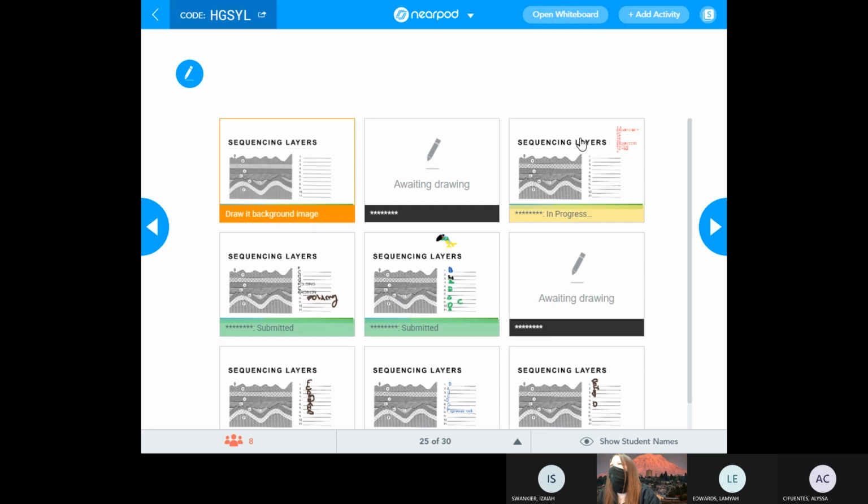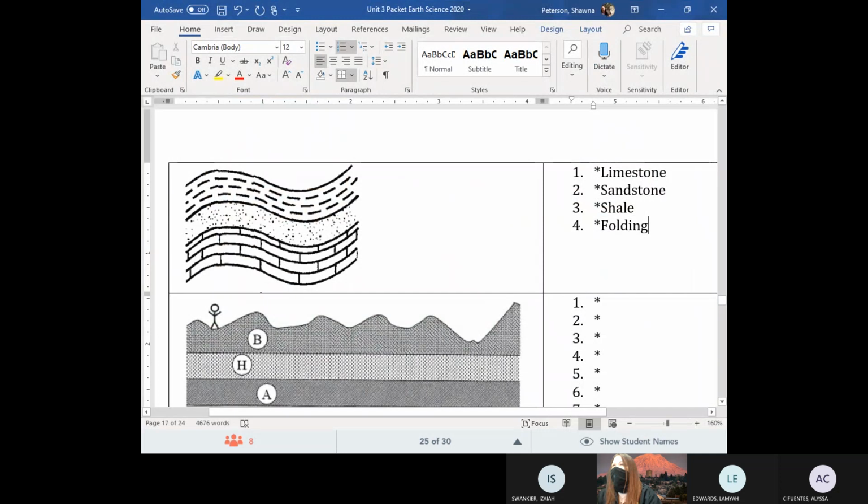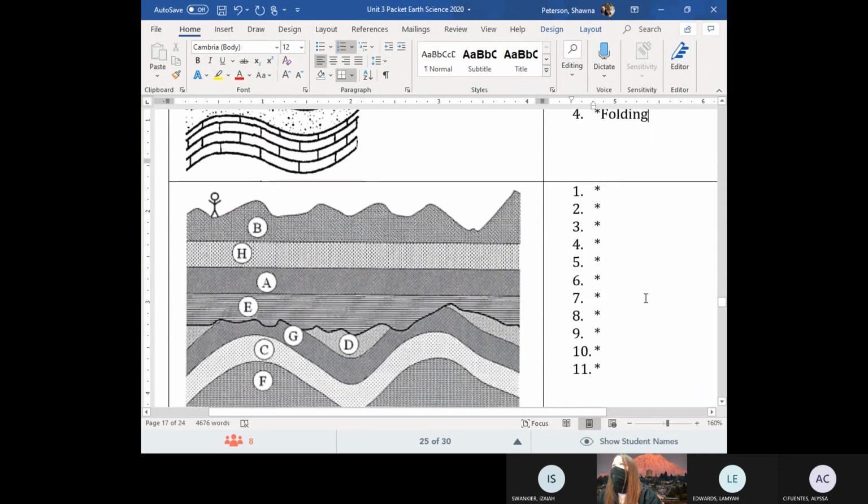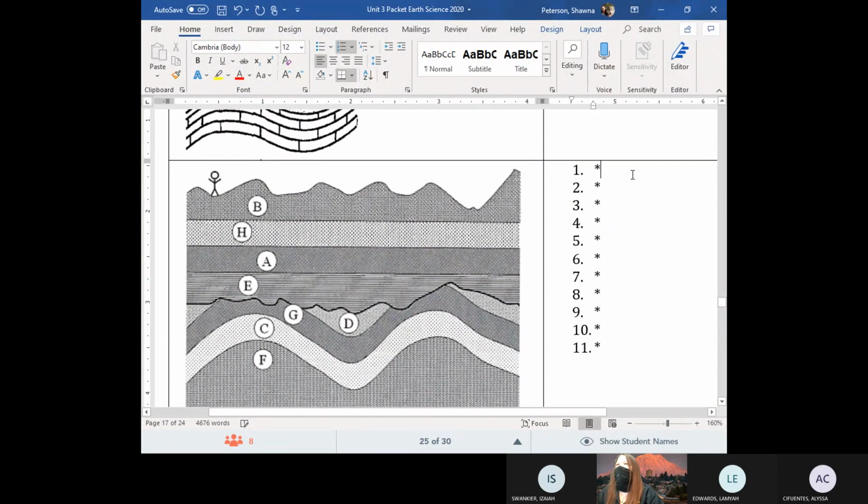All right. So I'm going to go over this really quick. I'm going to do it from the notes because I can't write on Nearpod. So, all right. What do you think our oldest layer is? Good. It is F. Due to our law of superposition, layer F is going to be the oldest. Then what's our next layer?